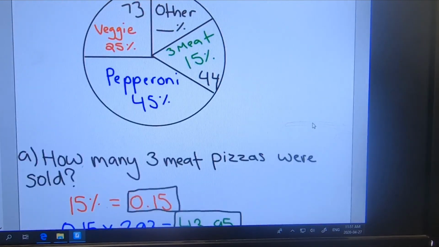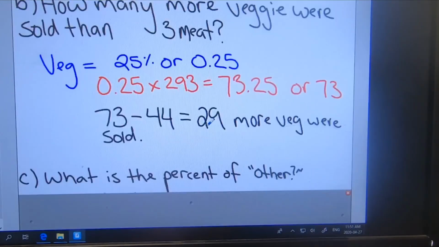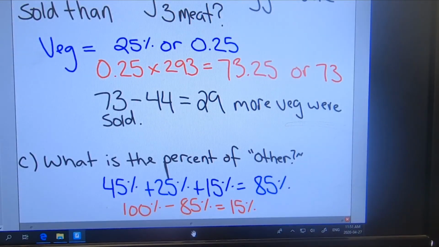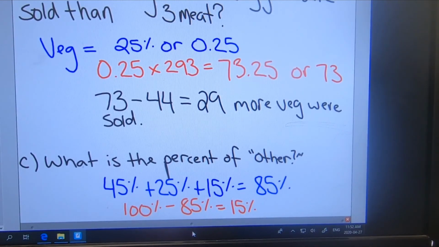What is the percent of other? So if we go back up here and we look, okay, so we have a missing category here. But remember, the total has to equal 100 for the percents. So 45 plus 25 is 70, plus 15 is 85. Oh, this is the same as the last one. Look at that. 15%. 45 plus 25 plus 15 is 85. And 100% take away 85 leaves us with 15% left over. So that's what we have to do.